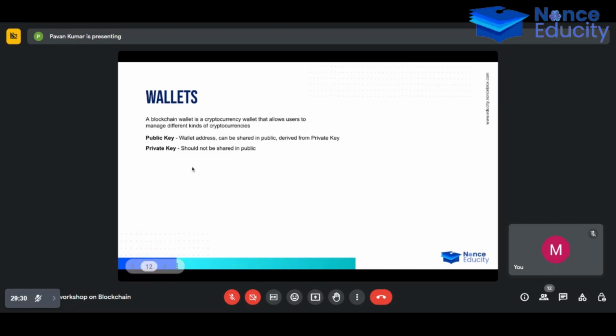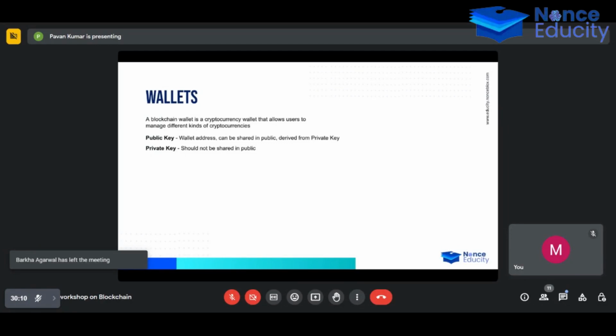Every wallet in any blockchain has two things: a public key and a private key. The public key is your address. You can share it with your friends or anybody outside, and you can use it to send and receive funds. So if I want to send 10 tokens to you, you have to share your public key with me so that I can use it to send 10 tokens to you. But the private key should not be shared in public. The private key is what is used to generate this public key. You should not share it, because if you share your private key with me, I can easily access your funds and transfer them to myself.